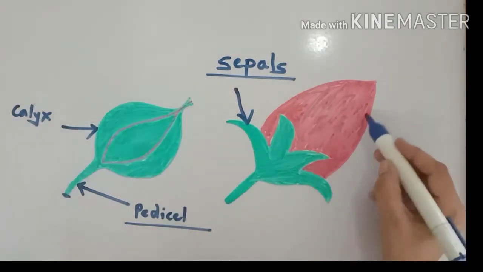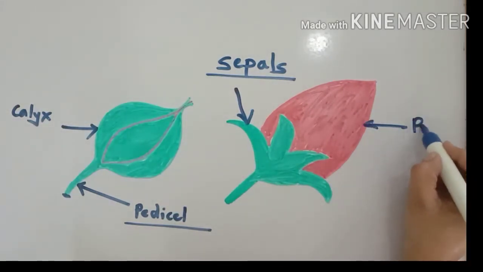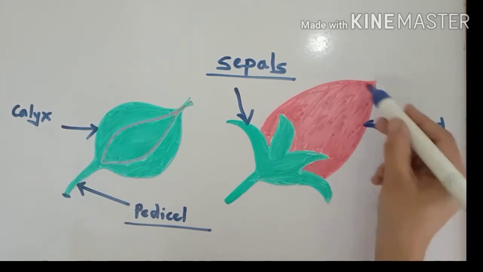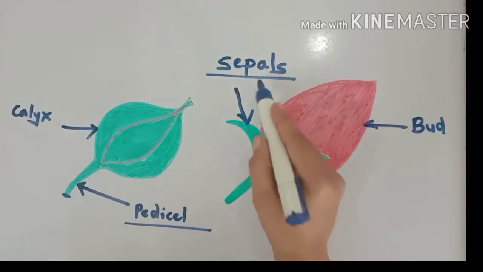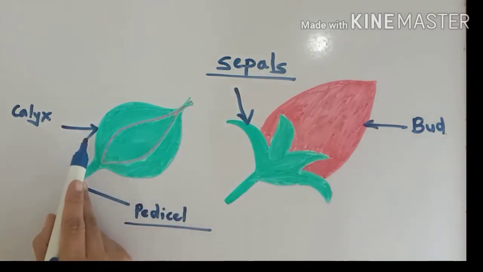When the flower is in bud condition, at that time all the whorls inside the flower are protected by these green color sepals, or you can say calyx.